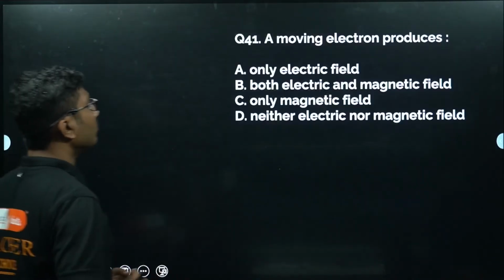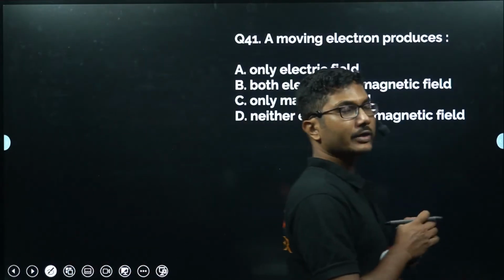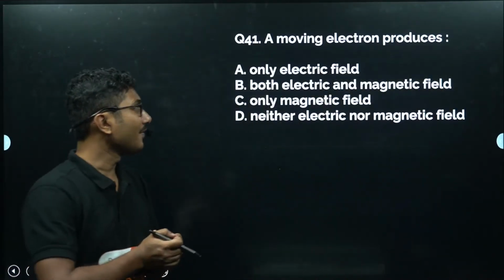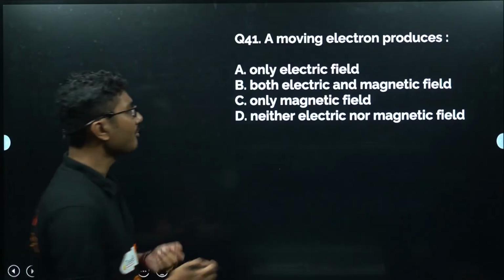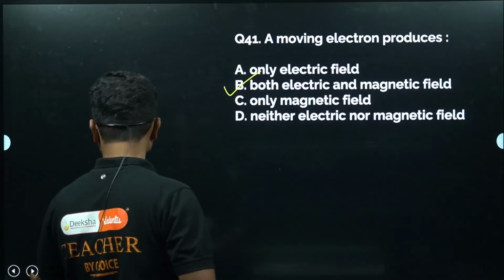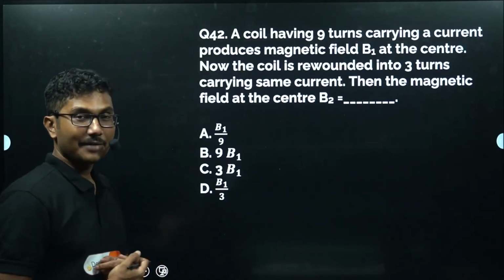Now, a moving electron produces. Moving electron means moving charge. A moving charge always produces an electric field as well as a magnetic field. This is from electromagnetic theory. So both electric and magnetic field. Simple question, one-liner question, time saver question.